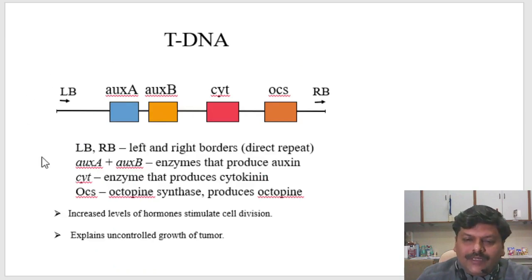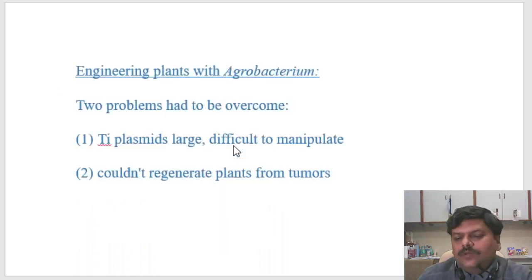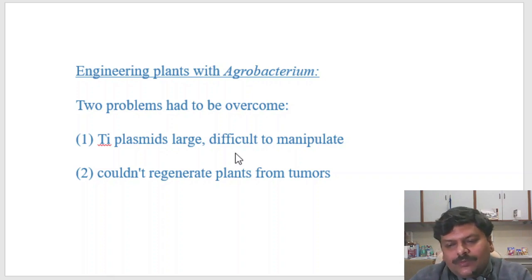So soon scientists realized that anything which can be put between these 25 base pair inverted repeats, called left border and right border, can be transferred into a plant cell. If we remove everything from here and put our gene of interest, that can be transferred into the plant cell, and that basically was a very lucrative or very attractive opportunity.